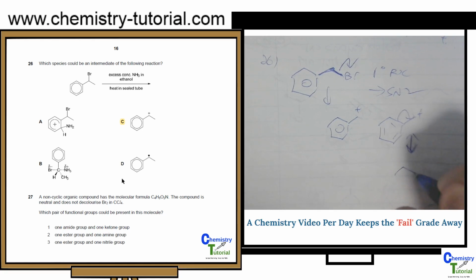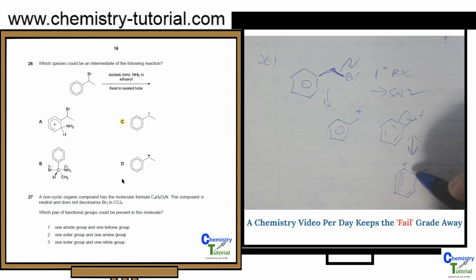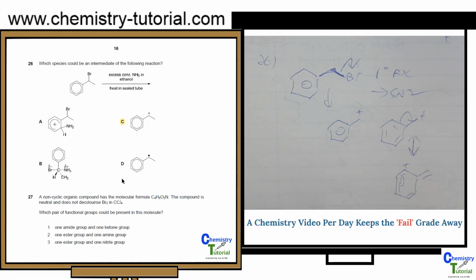Okay, so what we have is something like this. You get a positive charge, then after that, this positive charge is going to get delocalized over the entire ring, meaning this positive charge is effectively dispersed. Hence, it will follow the SN1 route.